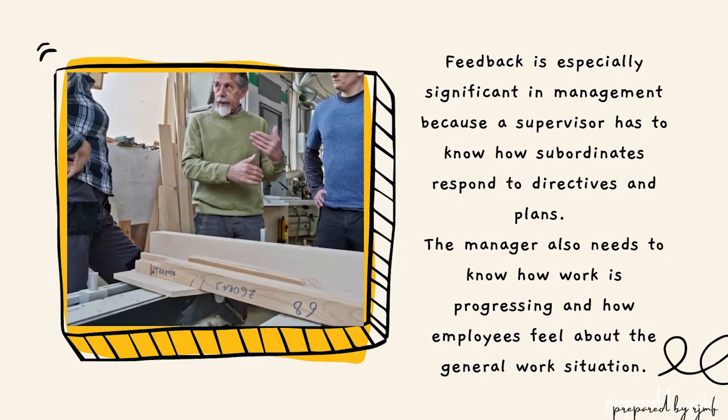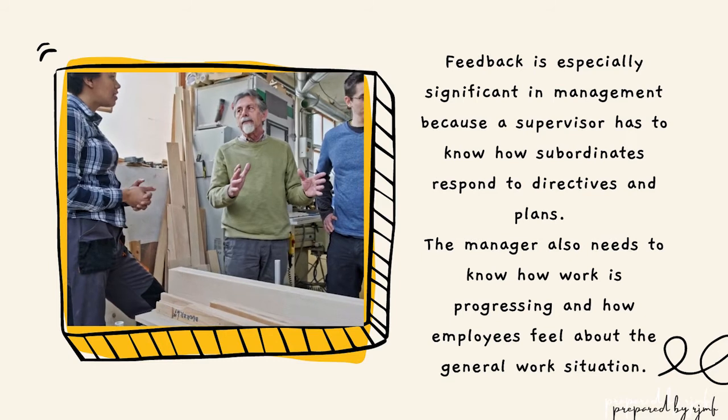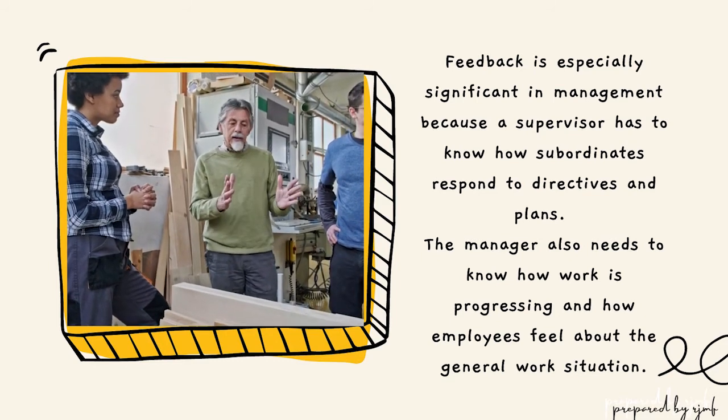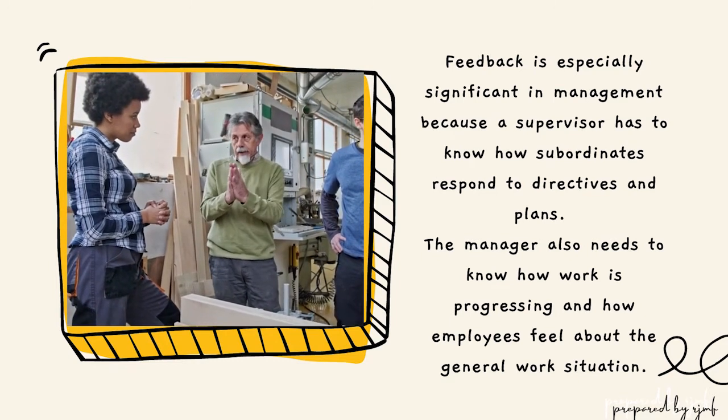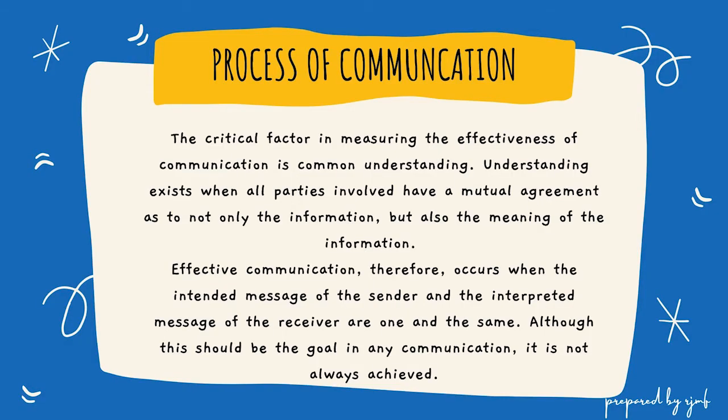Feedback is especially significant in management because a supervisor has to know how subordinates respond to directives and plans. The manager also needs to know how work is progressing and how employees feel about the general work situation. The critical factor in measuring the effectiveness of communication is common understanding. Understanding exists when all parties involved have a mutual agreement as to not only the information, but also the meaning of the information. Effective communication, therefore, occurs when the intended message of the sender and the interpreted message of the receiver are one and the same.